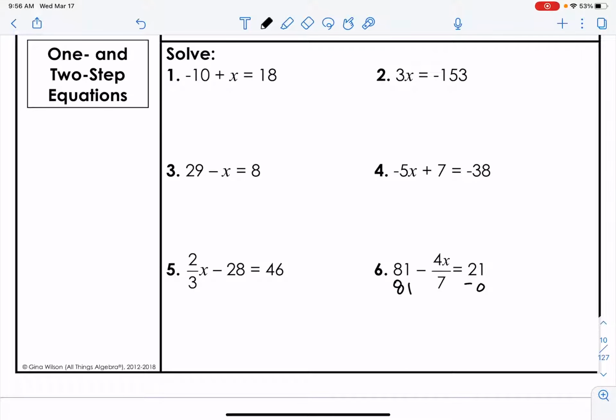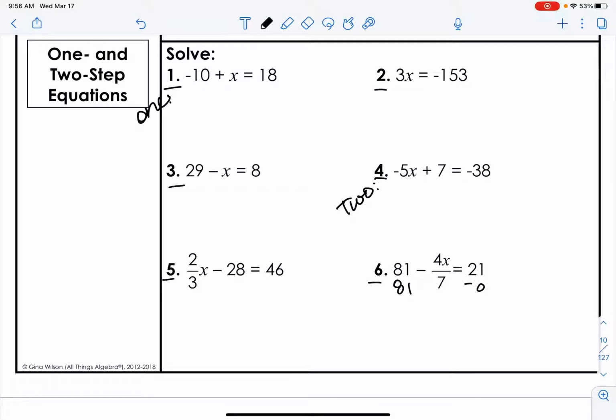All right, so this is our bell work for today. We're working on 1 and 2 step equations. The first 3 are just 1 step, and the last 3 are 2 step equations. All right, it is super simple to answer these.